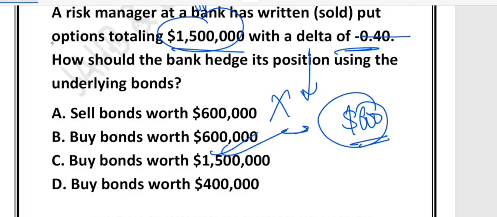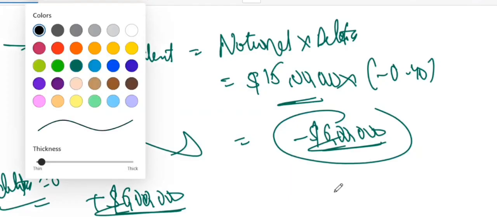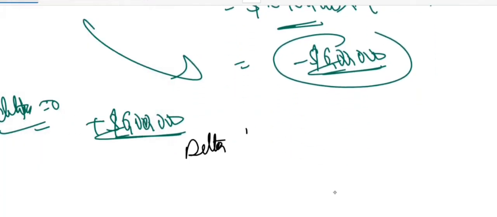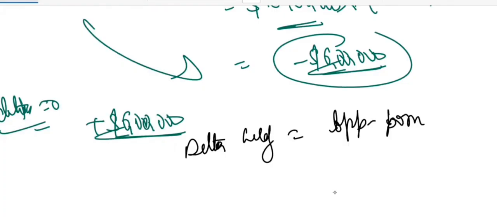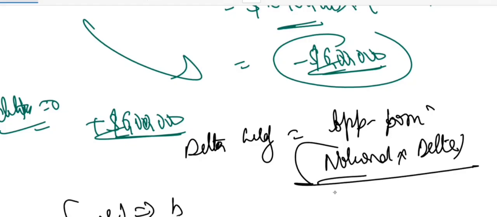If I want to summarize all of this, just remember this key point. Whenever you see the word delta hedge, you take the opposite position equal to notional multiplied by delta. If the result is negative, you buy that amount. If the result is positive, you sell that.